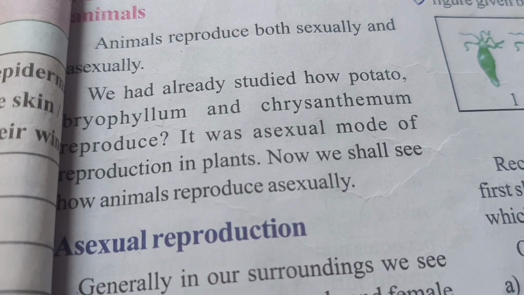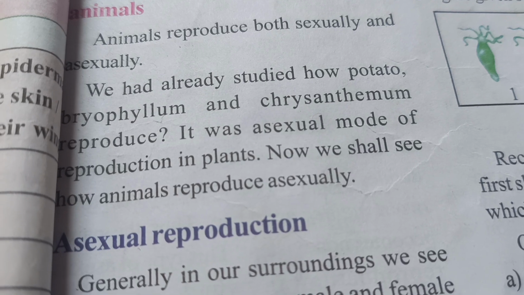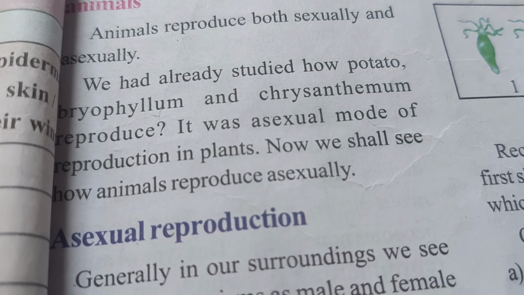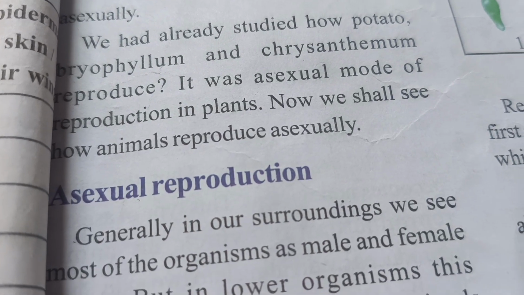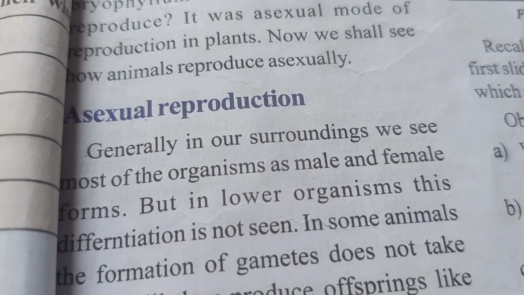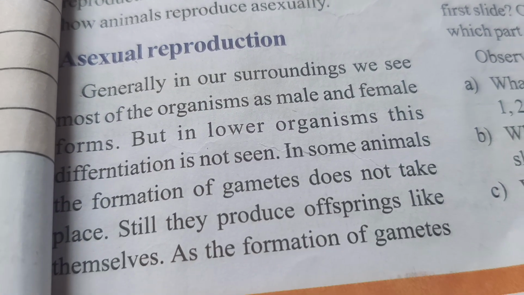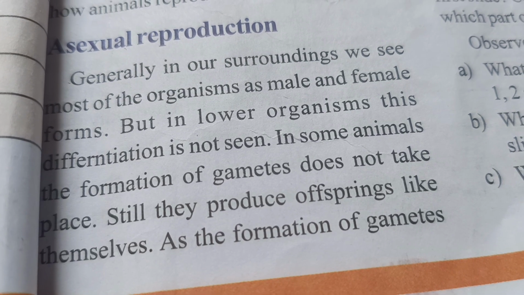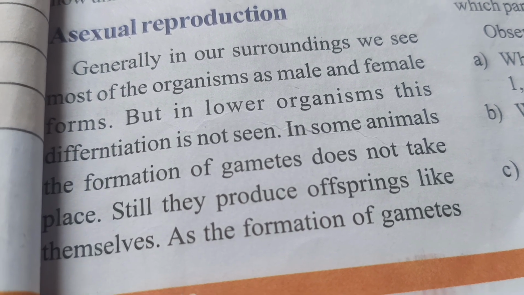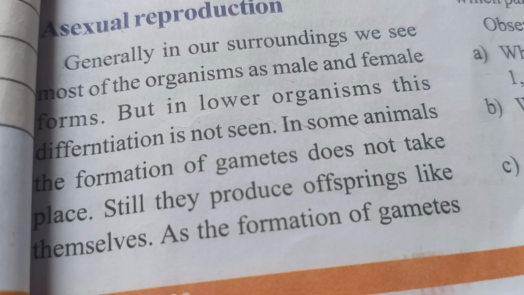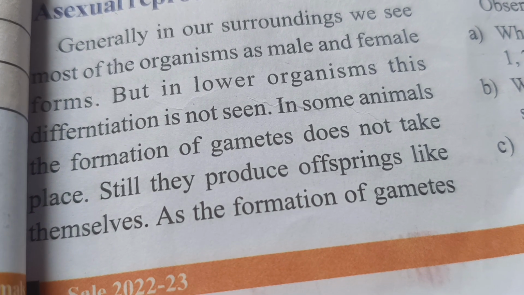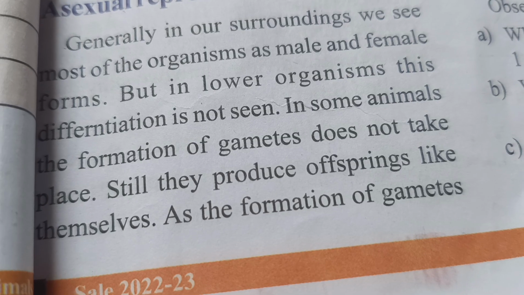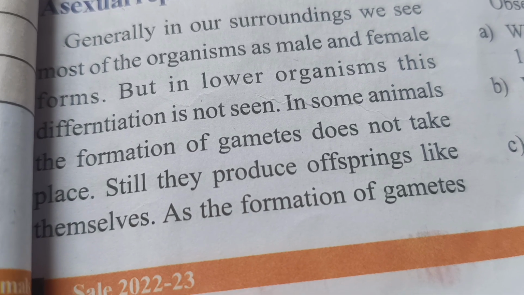We had already studied how potato, bryophyllum and chrysanthemum reproduce. It was asexual mode of reproduction in plants. Now we shall see how animals reproduce asexually. Asexual reproduction. Generally in our surroundings we see most of the organisms have male and female forms, but in lower organisms this differentiation is not seen. In some animals the formation of gametes does not take place, still they produce offsprings like themselves.